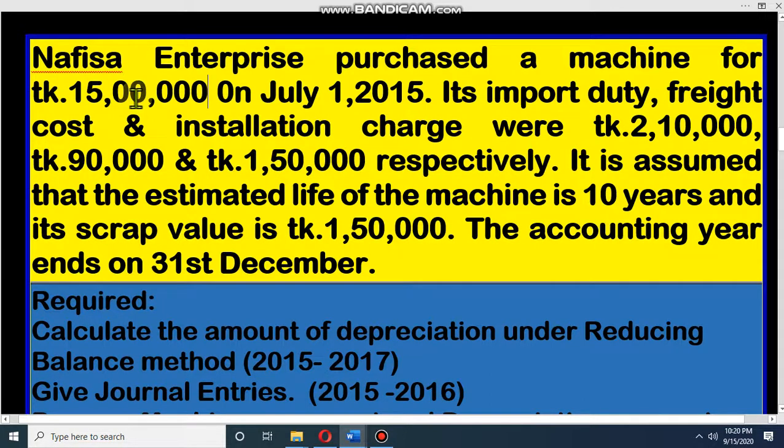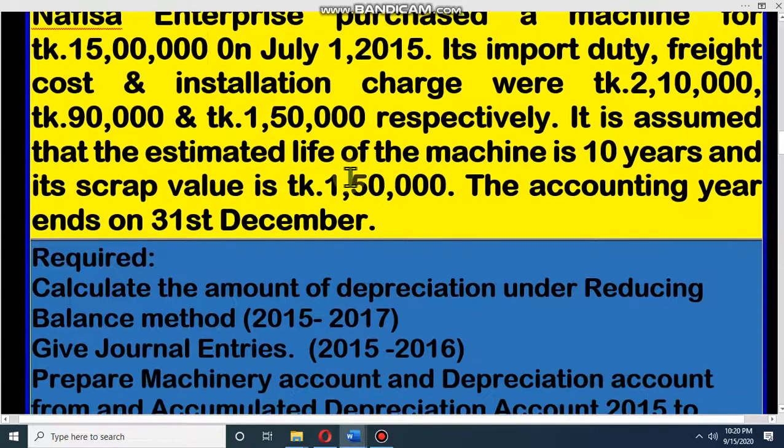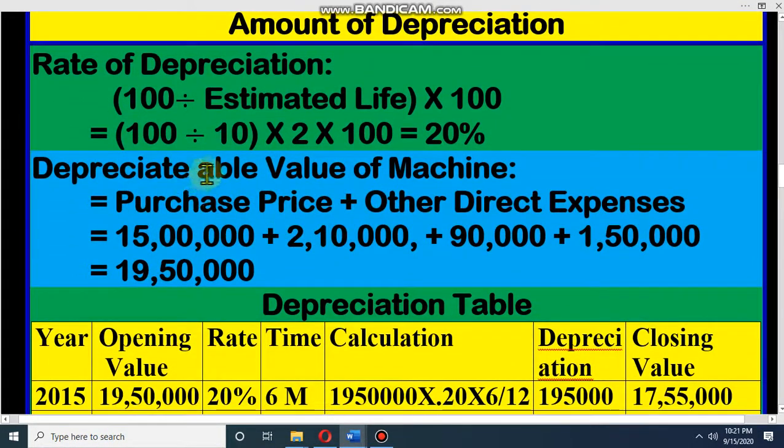Dear student, again I am telling you, keep it in mind, we discussed these things in class 9-10 also. For the purchase of any asset, the cost of the asset plus whatever other expenditure, all will be included in the cost of the asset, that is the depreciable value of that asset. Look at the math. Depreciable value of machine equals purchase price plus other direct expenses. Purchase price is 15 lakh and other expenses are 2 lakh 10,000, 90,000 and 1 lakh 50,000. That means 19 lakh 50,000 is the total depreciable value of the machine.